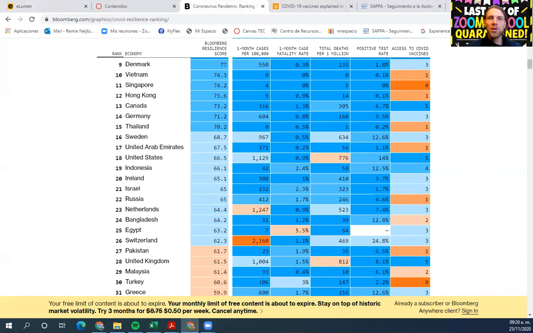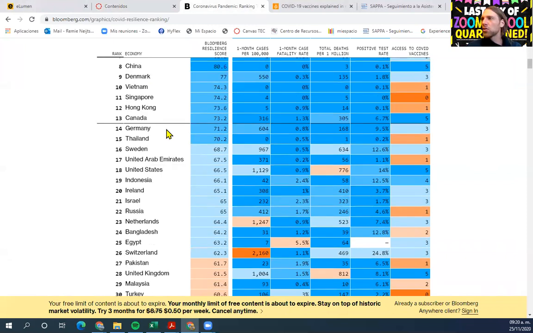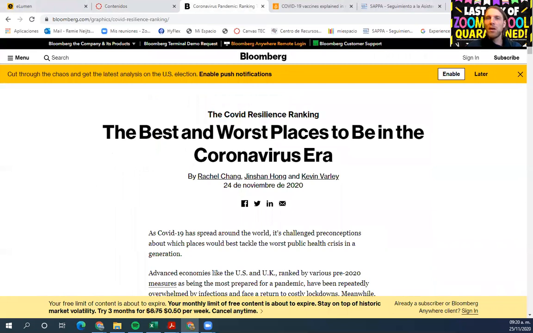Okay, then guys, I do this often. Let's talk about the future. Can you see this Bloomberg article on the screen? Yes. Okay. So, what are the best and the worst places to be in the coronavirus era?